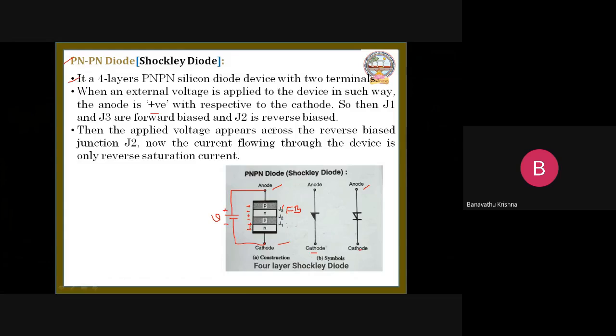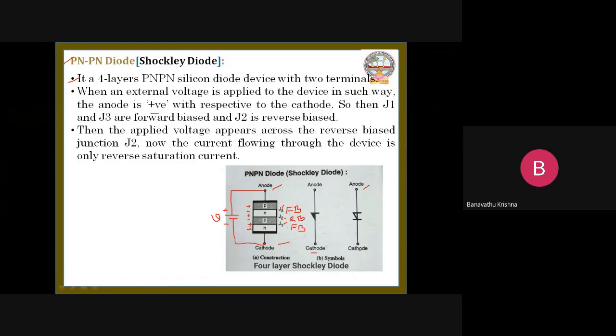Similarly, at junction 1, P is positive and N is negative. For negative, we make the negative terminal, and for positive, a positive terminal. So again, junction 1 is also in forward bias. But coming to junction 2, it is reverse bias.